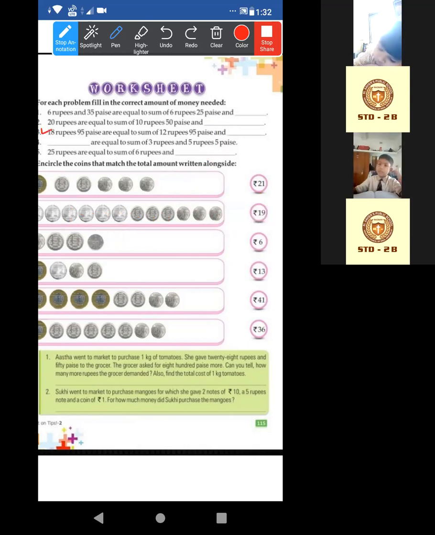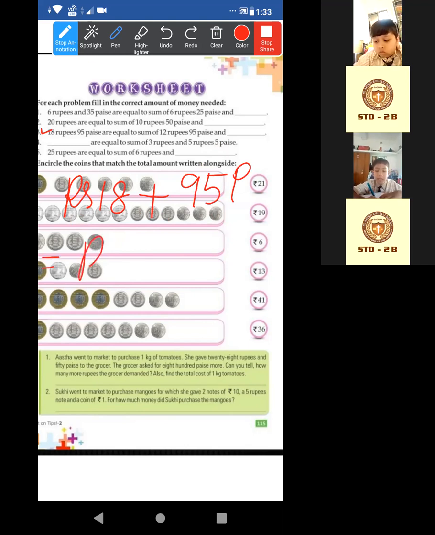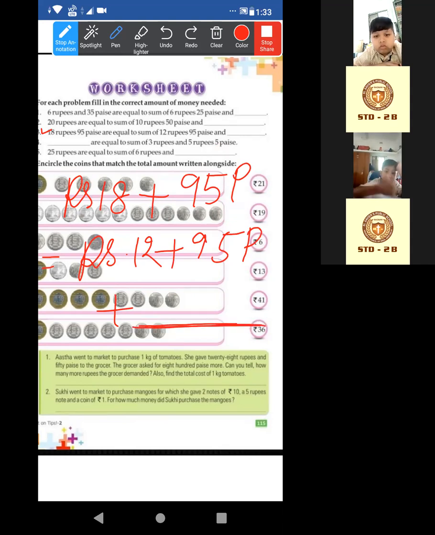The third one, okay? 18 rupees 95 paise are equal to the sum of 12 rupees 95 paise and dash. Look at this. How many rupees is given? 18. And how many paise? 95. Rahat, look at this. It is given that is equal to 12 rupees plus 95 paise, yes? Plus blank is there. What will be in that blank? Look, 95 paise is common. It is matching.